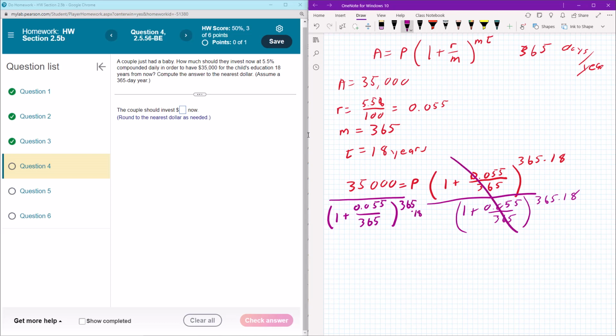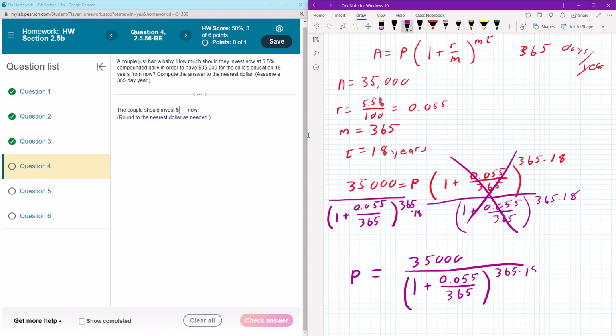Of course, these will cancel. What I will have over here is P. That will be equal to 35,000 divided by 1 plus 0.055 divided by 365 raised to the 365 times 18.